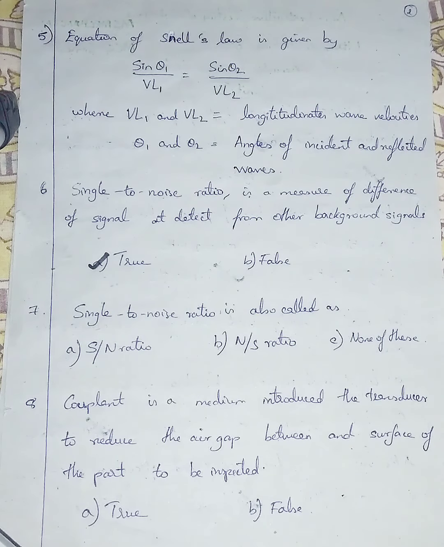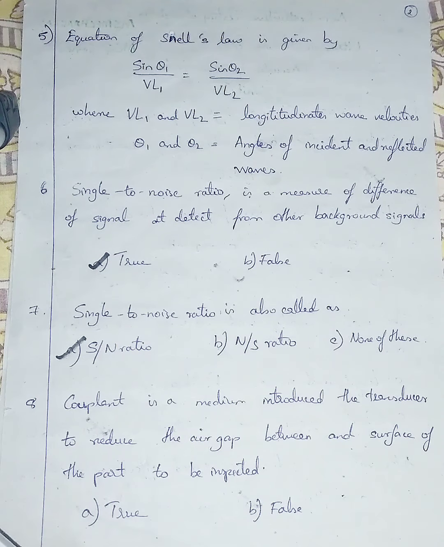Question number 7. Signal to noise ratio is also called as. Option A is S by N ratio. Option B is N by S ratio. And option C is none of these. Signal to noise ratio, as the word says, S means signal, N means capital N. So S by N ratio. So I am going with option A, S by N ratio.